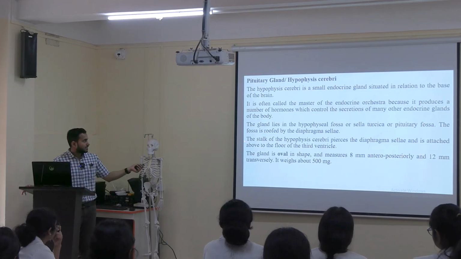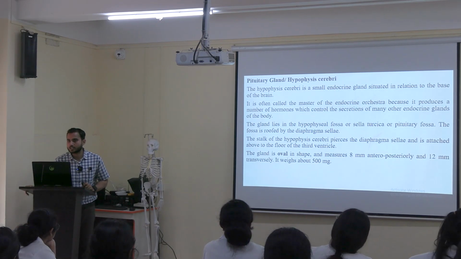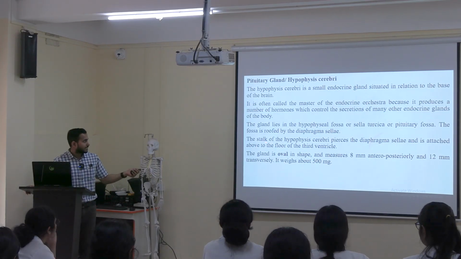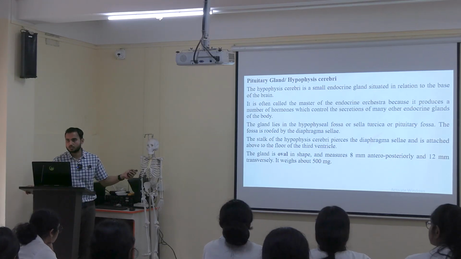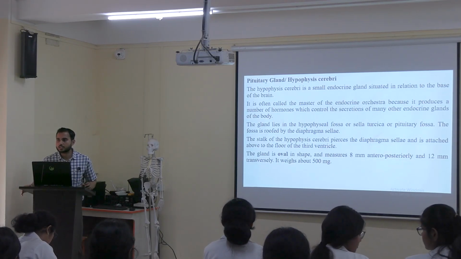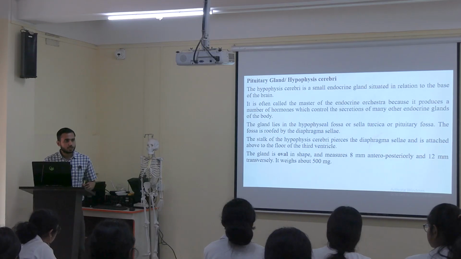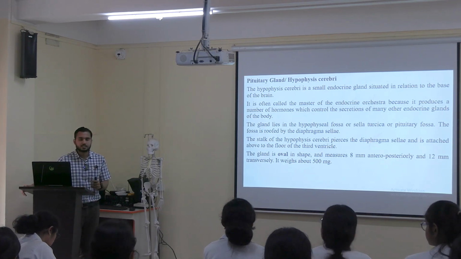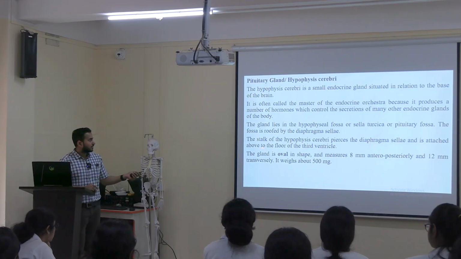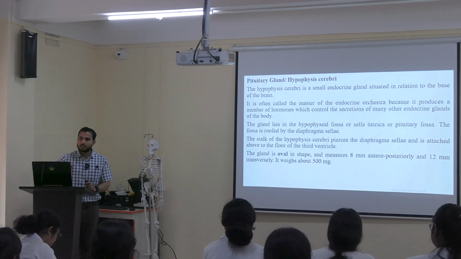Okay. Next, the stalk of the hypophysis cerebri. Stalk means the part which makes the gland hang from the floor of the third ventricle. So that will pierce the diaphragma sellae and is attached above to the floor of the third ventricle. I hope you know that inside the brain ventricles are present. What is the function of those ventricles? Production of CSF. It will produce, it will store, and from there circulation of CSF also takes place. So among them, one ventricle is the third ventricle. From the floor of the third ventricle, the pituitary gland is hanging by a stalk, also called infundibulum, or infundibular stalk.